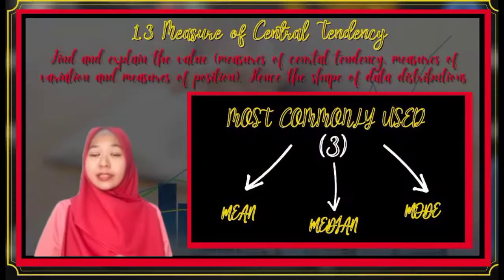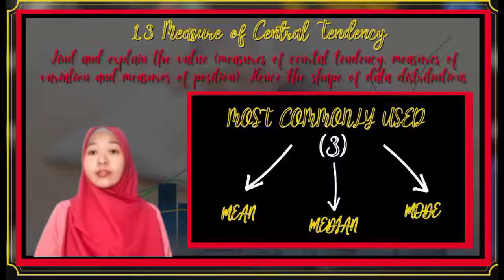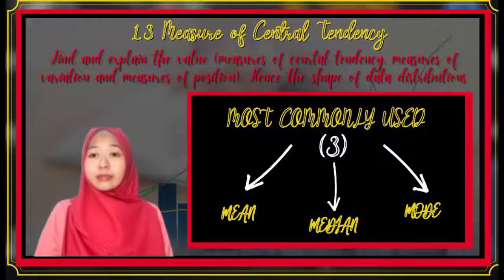So, measure of central tendency refers to a value that represents the center of distribution. Thus, there are 3 most commonly used measures of central tendency that are called mean, median, and mode. I will explain about the mean first.